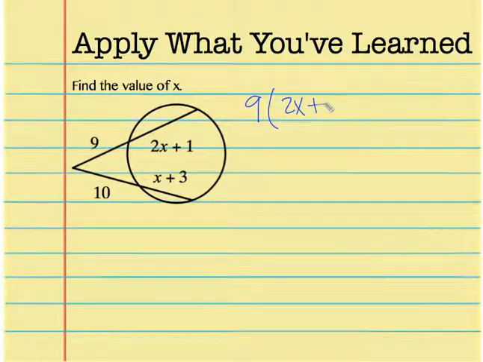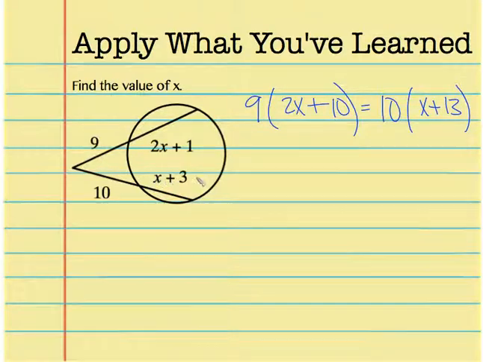2x plus 10. Because if I do 2x plus 1 plus 9, I can combine the 1 and the 9 to get 10. And that equals the outside part of the bottom, which is 10, times the whole thing, which is x plus 13, because I add x plus 3 plus 10.